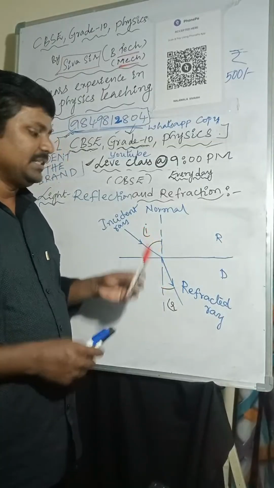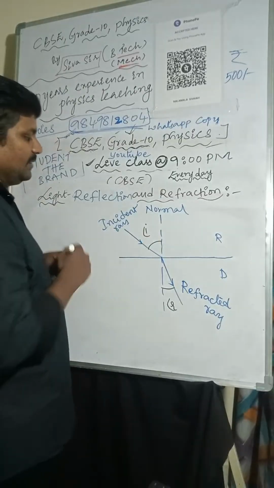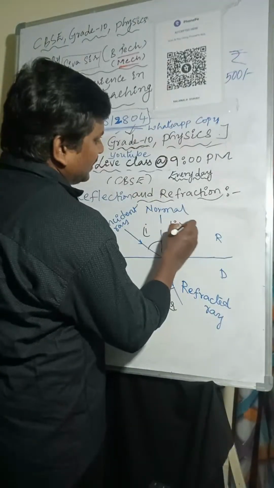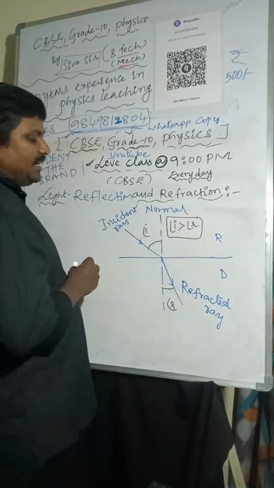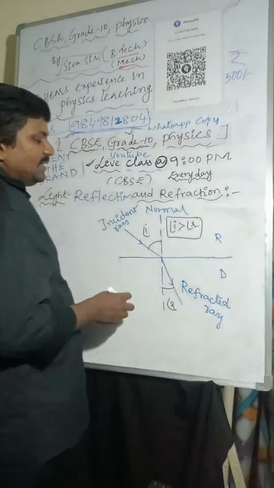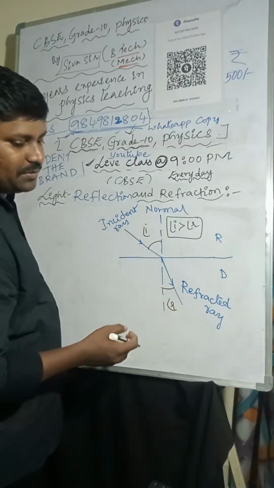So the angle of incidence is greater than the angle of refraction, because when light moves from rarer to denser, it bends towards the normal line.